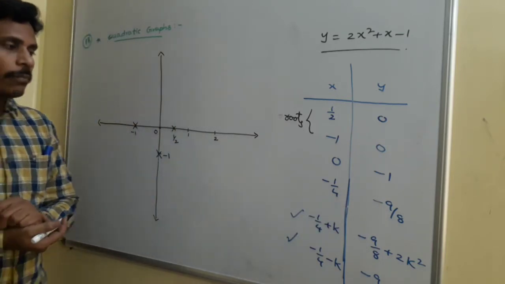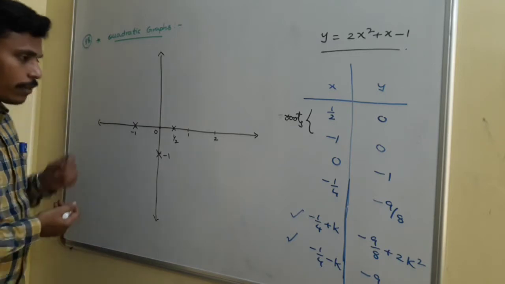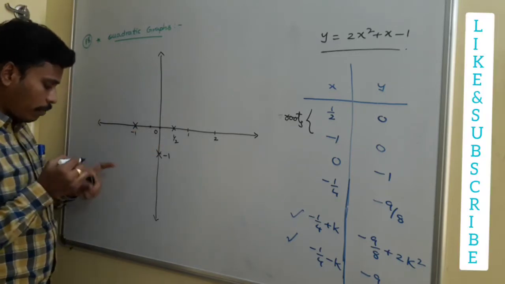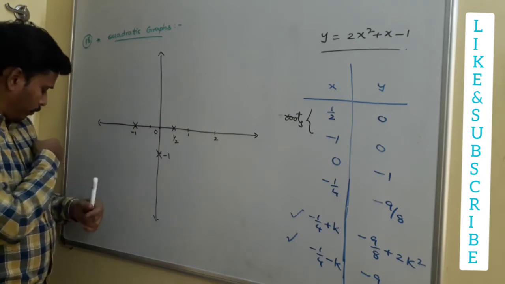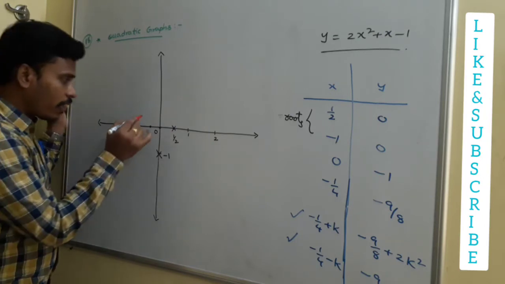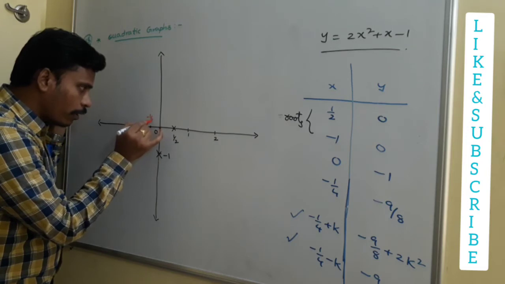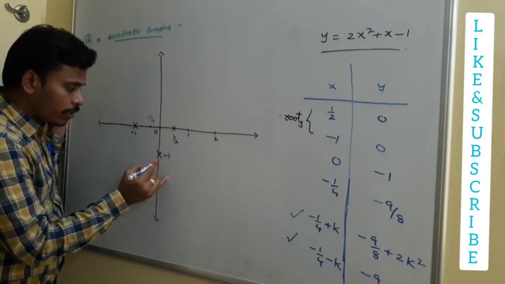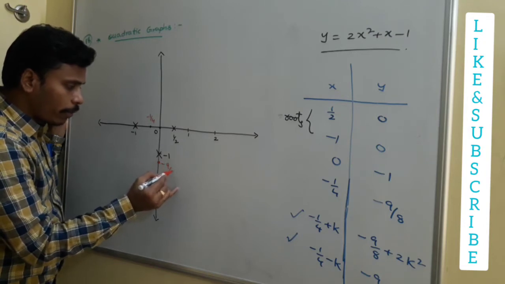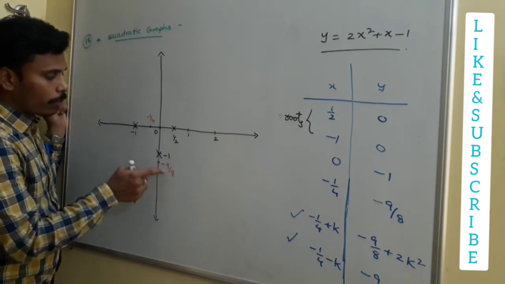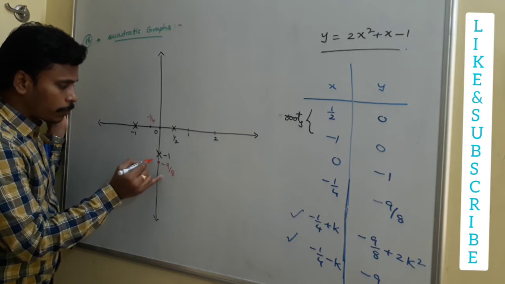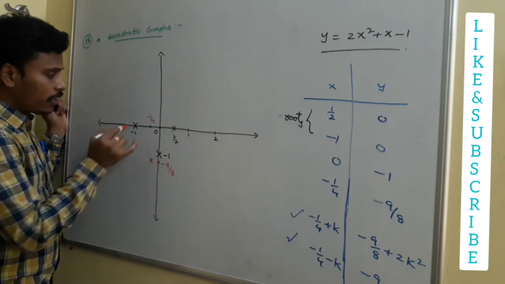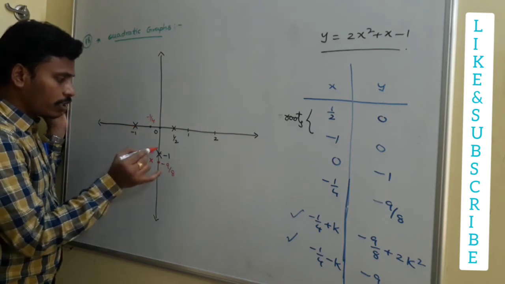Minus 9 by 8 means minus 1 point something, and x is minus 1 by 4. Somewhere here we have that minus 1 by 4, on the left side of the origin, and somewhere after minus 1 we have a point minus 9 by 8. Minus 1 by 4 and minus 9 by 8 is this particular point. And the graph is passing through these 4 points.